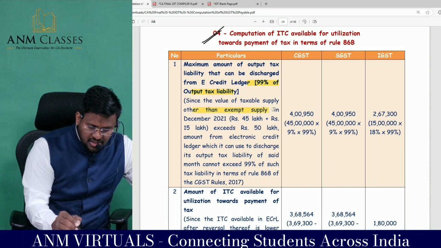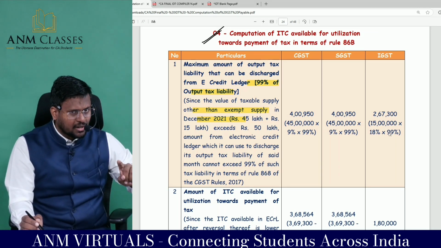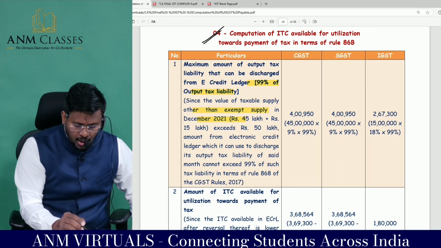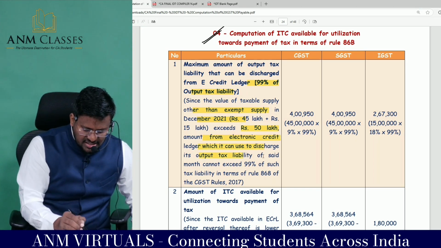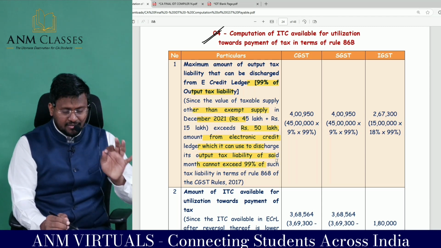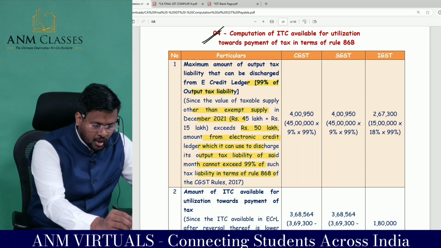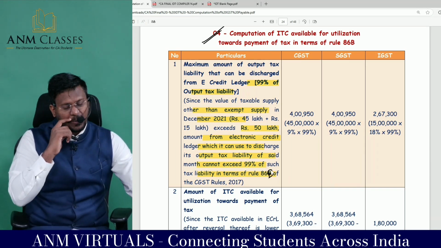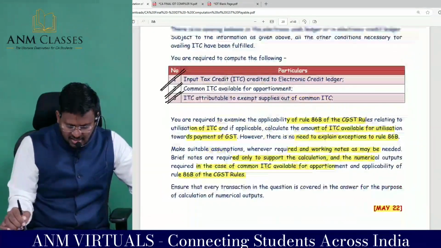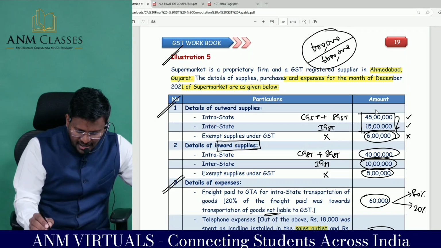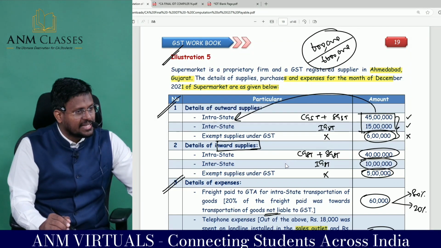Since the value of taxable supply, other than exempt supply, in December, which is 45 lakh plus 15 lakh, total comes to 60 lakhs, is the taxable supply, which is more than 50 lakh, the amount from the electronic credit ledger which it can use to discharge its output tax liability of the said month cannot exceed 99% of such tax liability in terms of Rule 86B of the CGST Rules 2017. Comfortable, sir? We have calculated what the turnover details are. This is the turnover details, my dear lovable students. 45 lakhs is intra-state supply, 15 lakhs is interstate supply, and 6 lakh is exempt supply under GST.